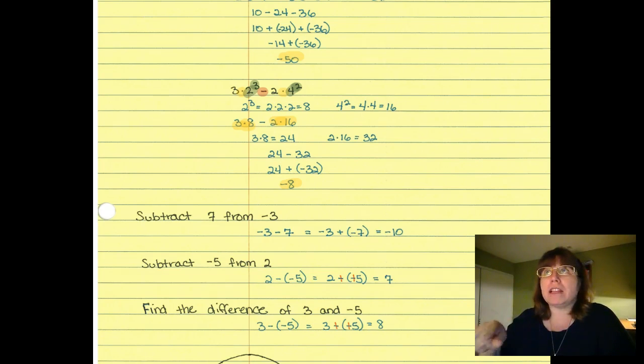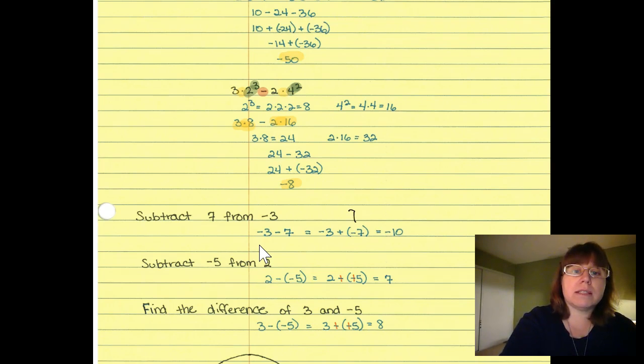I want to roll back just a little bit and talk about language and how some of these things are written and what it means. For example, subtract 7 from negative 3. That is not the same thing, if you remember, as subtract 7 and negative 3. Subtract 7 and negative 3 is going to be 7 minus a negative 3.